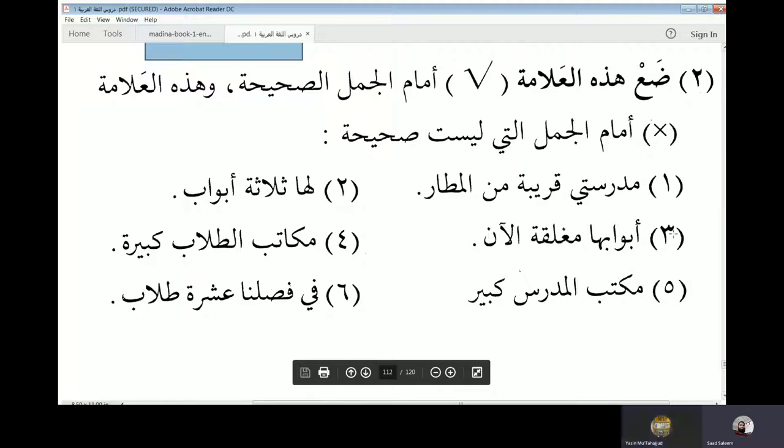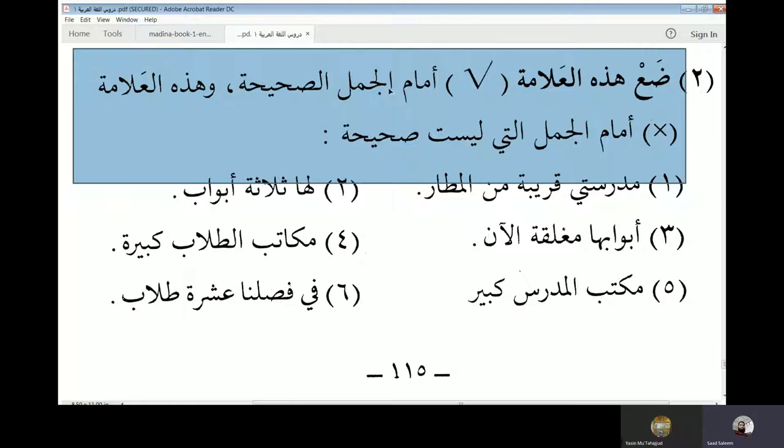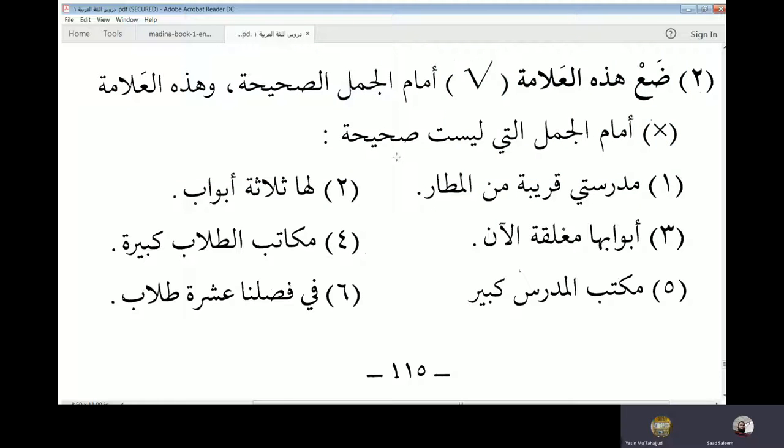Put this tick symbol in front of a correct sentence and put this cross symbol in front of a wrong sentence. You have to answer these sentences according to the lesson. Read this sentence, tell me its meaning. Madrasati qaribatun min al-matar. That's an incorrect sentence.